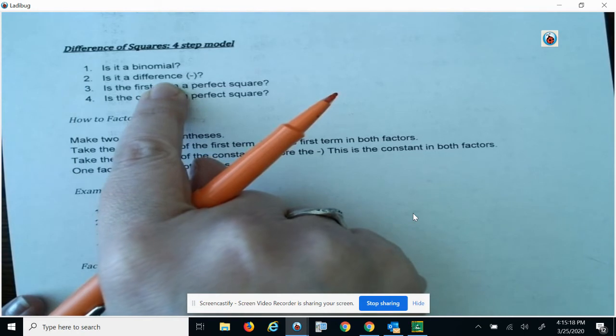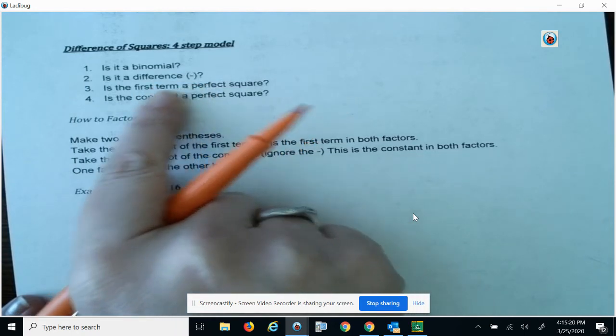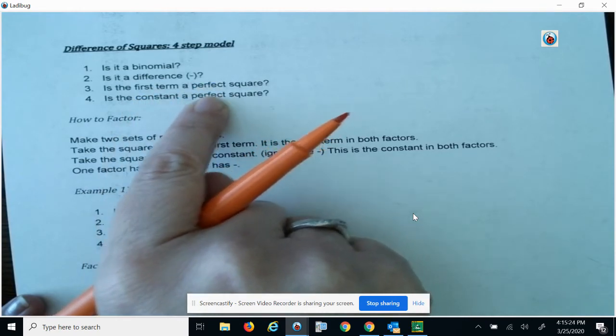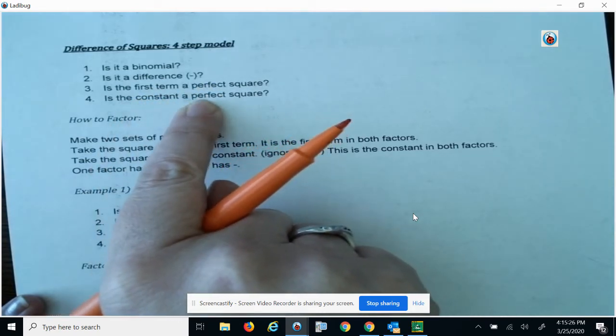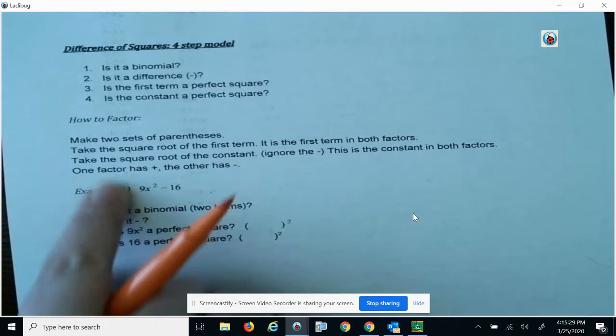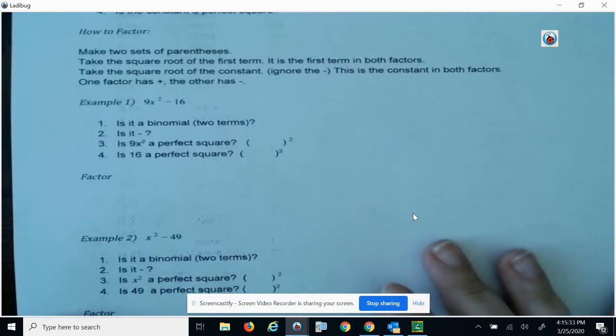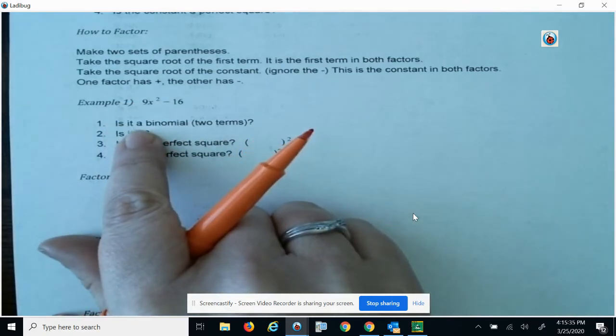And then it has to be a difference, so it has to have a minus in between those terms. Then our first term has to be a perfect square, and our constant has to be a perfect square. Okay, and then here's our steps to help us factor along the way. Okay, so example 1, is it a binomial?